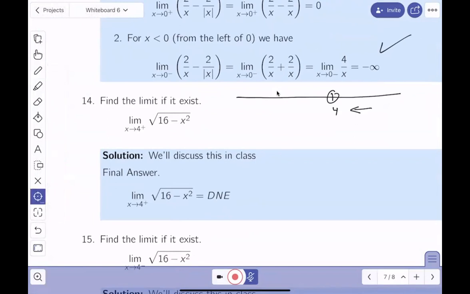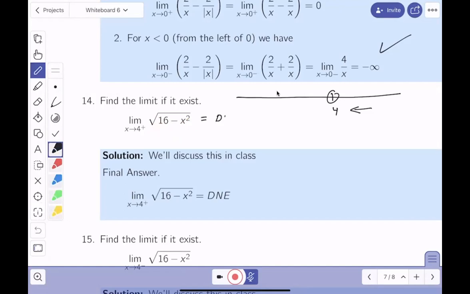I want to point this out to you. 16 minus a number bigger than 4 squared. Well, that would be 16 minus a number bigger than 16. This thing would be a negative number in here. And I hope you realize that I can't do that. I can't take the square of a negative number.